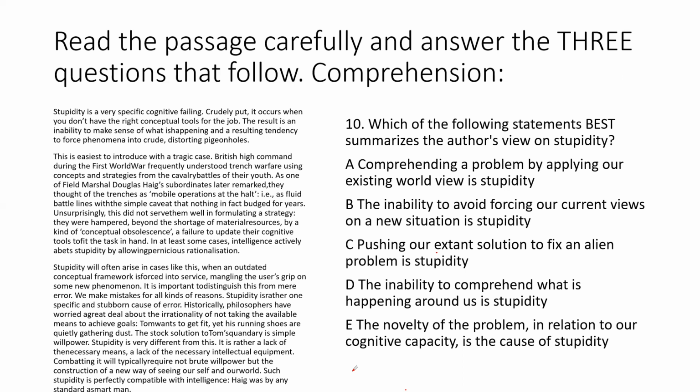In at least some cases, intelligence actively abets stupidity by allowing pernicious rationalization. So here in this paragraph, author is describing what exactly is stupidity with the help of an example when the British High Command did not change their strategy. Rather, they stuck to the old strategy without considering the events at hand.